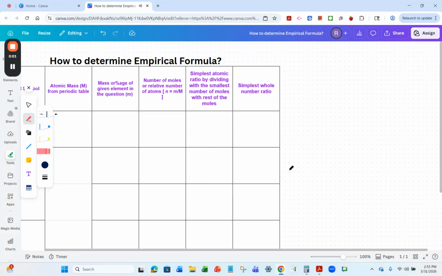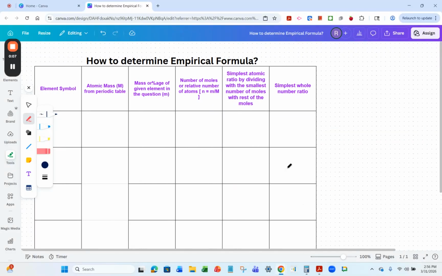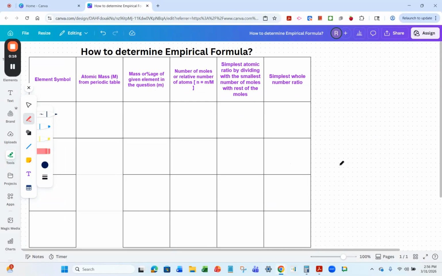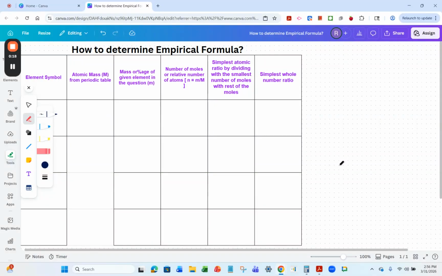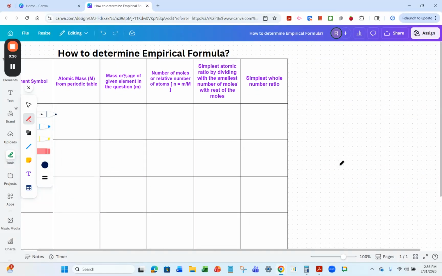Hello everyone. Today I'm going to show you examples of how to find your empirical formula and then eventually how to find the molecular formula. In my last video I gave an idea about the molecular formula and empirical formula. This is how we find empirical formula and molecular formula.